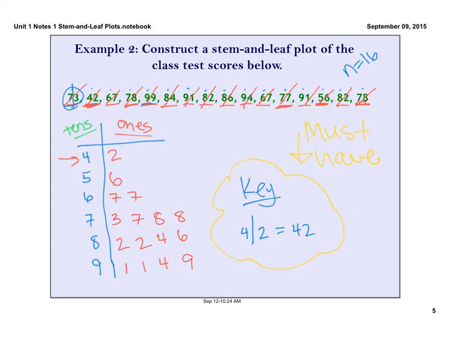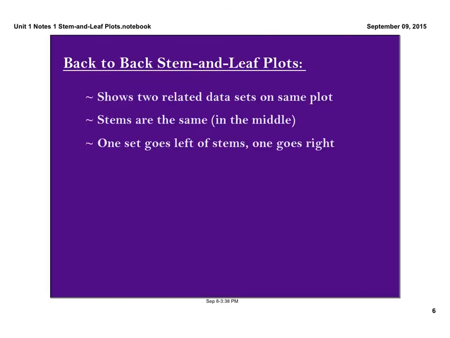Okay, all right, so let's talk about back-to-back stem and leaf plots. Sometimes we have 2 data sets that are closely related to each other that we want to show together. We want to take those 2 data sets and compare them, and look at them in the same place.